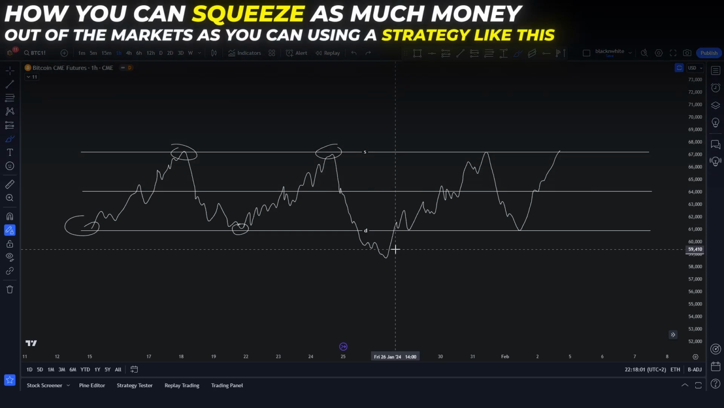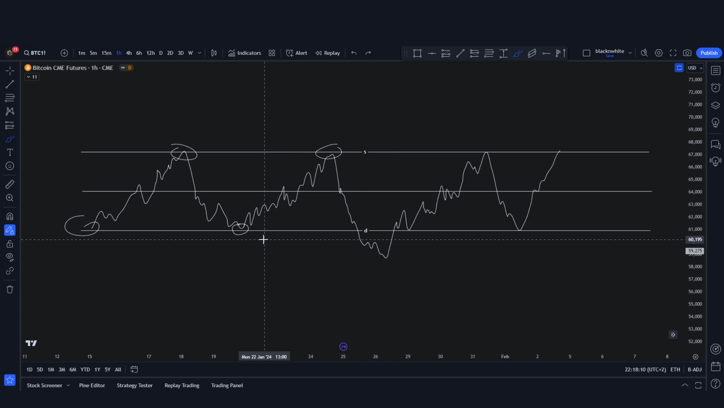I want to explain how you can squeeze as much money out of the markets as you can using a strategy like this. Whenever markets are ranging, the best kind of play style you can have is what I'm going to explain right now. And whenever we have very volatile, swinging moves, there are different plays that we will get into in other videos.